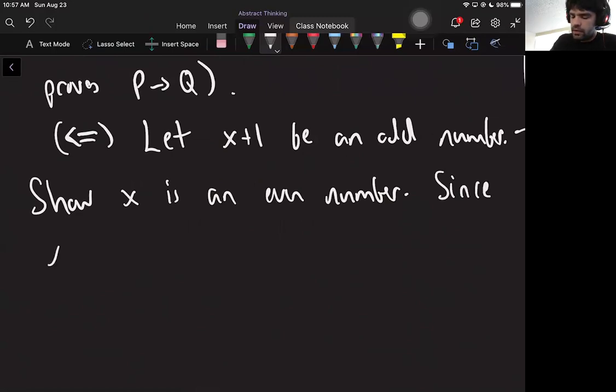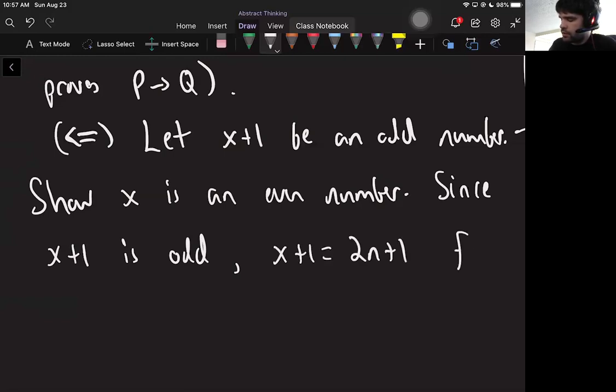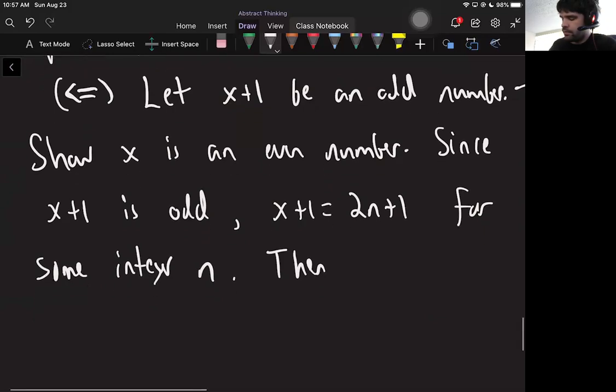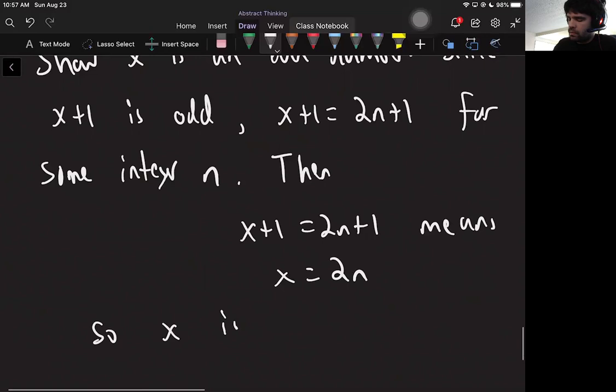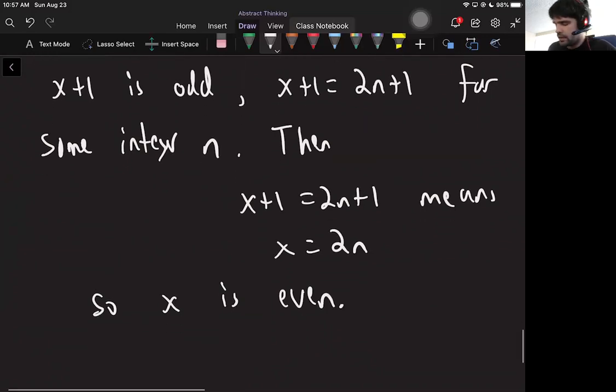So since X plus 1 is odd, I can say X plus 1 equals 2 times a number plus 1 for some integer. And then I can continue. I can now study X by just subtracting 1 over. So X is even, because it's 2 times the number. Okay, so that's the end of the proof.